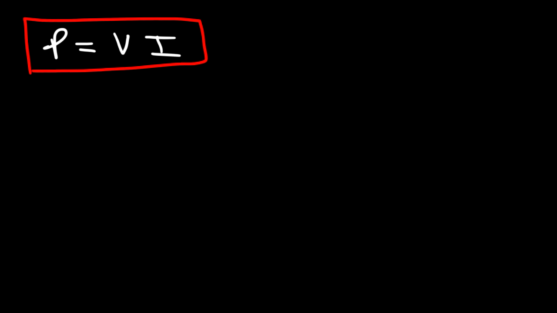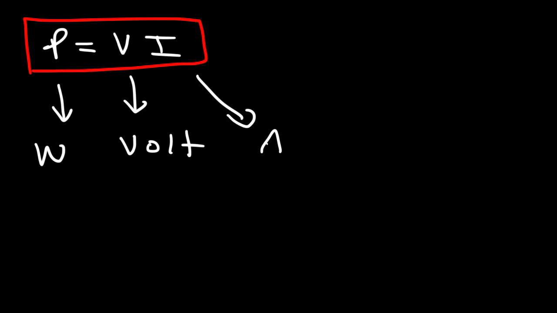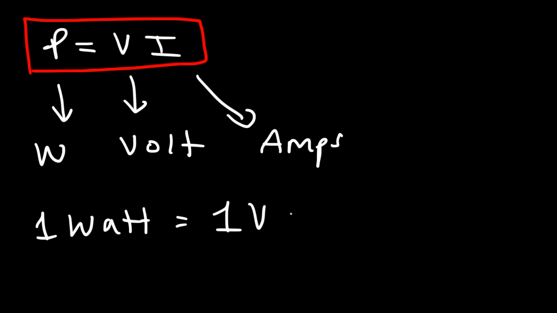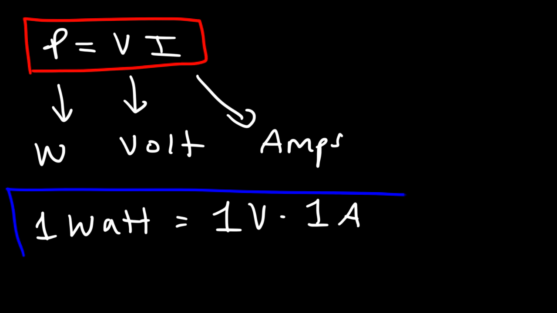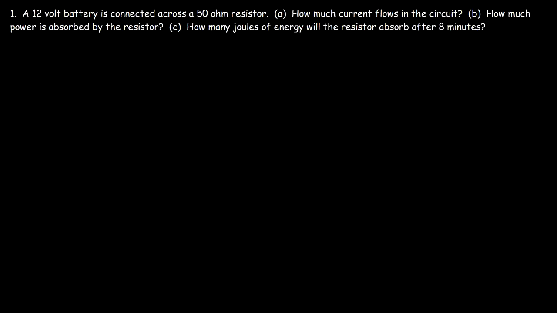Another equation that you need to deal with is this one. Power is equal to voltage times current. So we know that power is measured in watts, voltage is measured in volts, current is measured in amps. So we could also say that 1 watt is equal to 1 volt times 1 amp. That's another way in which you could describe the unit watt.